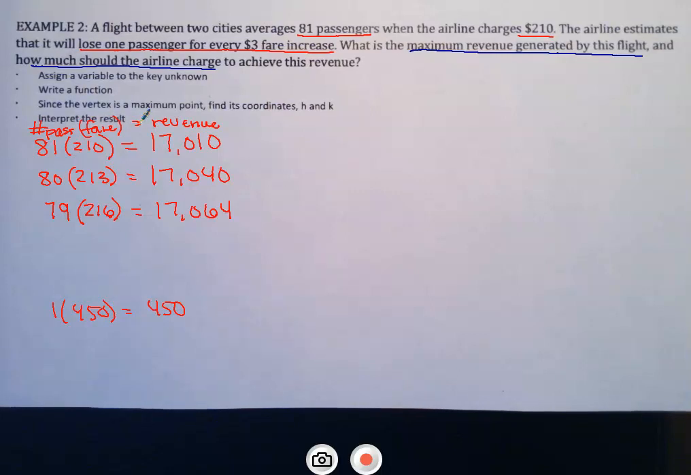Okay, so when we give a variable, our variable is going to be the number of... Do we want the number of passengers? Do we think it's the number of passengers now? I don't know.